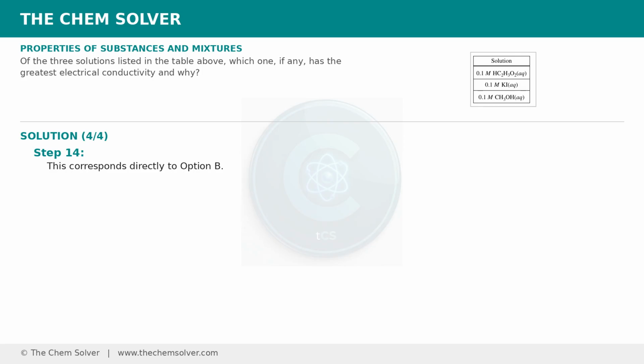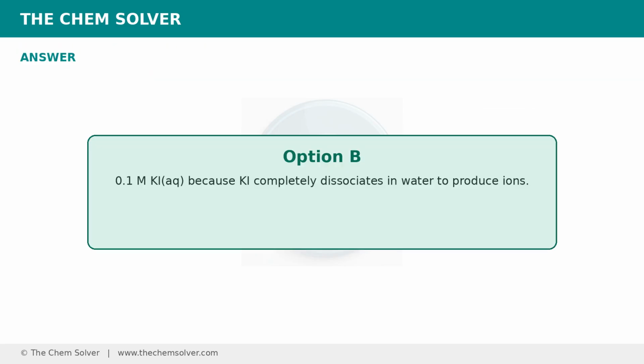This corresponds directly to option B. The correct answer is option B, 0.1 molar KI, because KI completely dissociates in water to produce ions.